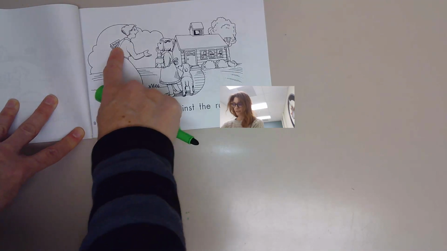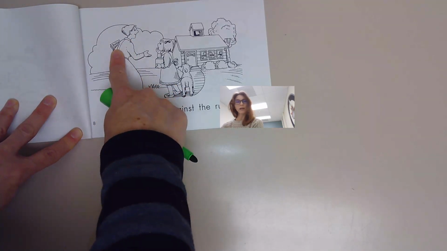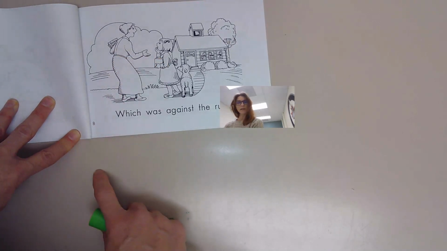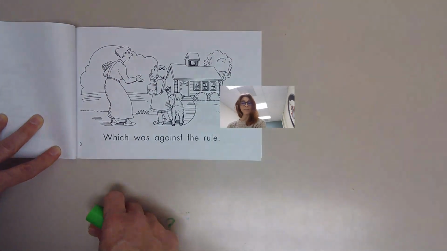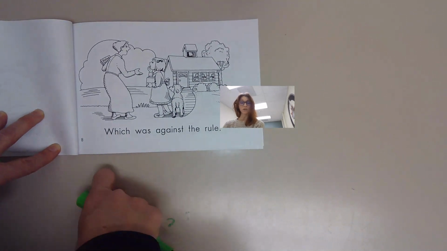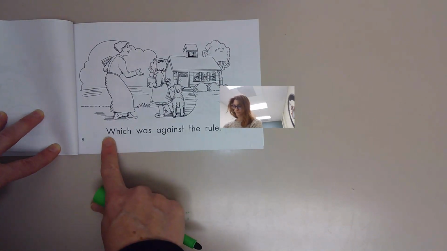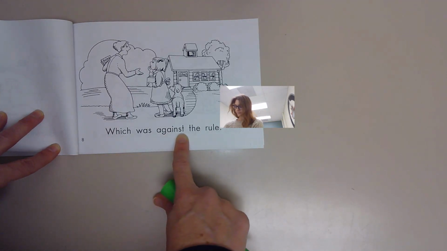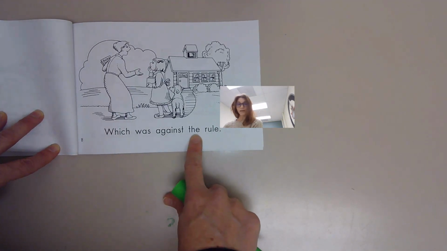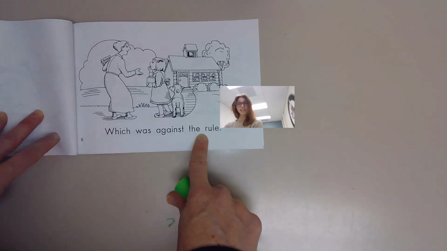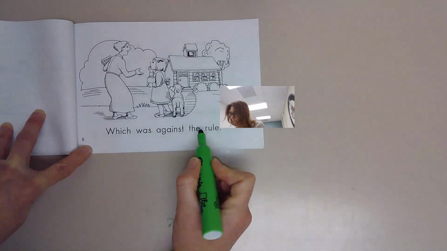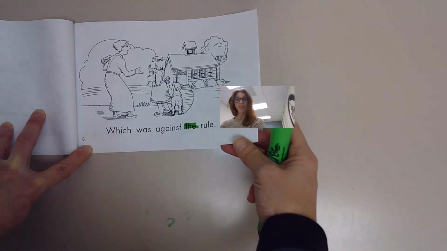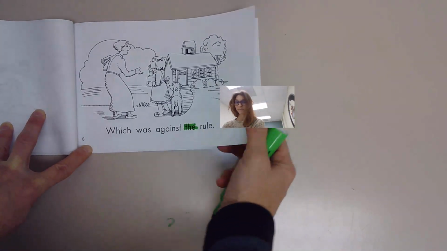Oh, it looks like the teacher is holding a rule book. And it looks like the teacher is saying something to Mary. Maybe the lamb isn't allowed to be at school. Okay? Let's look for and or the. Oh, right here, T-H-E, the. When we have the letters T and H together, remember it goes the.